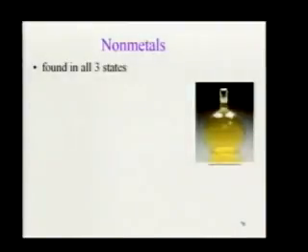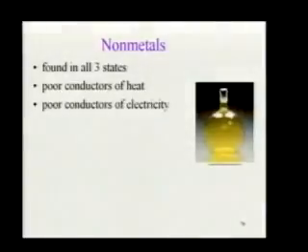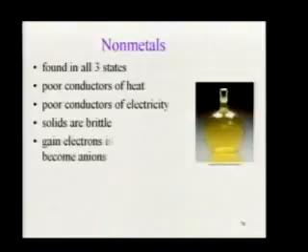All right. Nonmetals are found in all three states. Found in all three states, meaning what? What do I mean by that? Solid, liquid, gas. Right. You're going to find nonmetals in all three states. They are poor conductors of heat. They're pretty much poor conductors of everything. Poor conductors of electricity. The solids are very brittle. Think about sulfur. Have you ever seen solid sulfur or sulfur deposits? It's kind of brittle. It's not like metal at all.